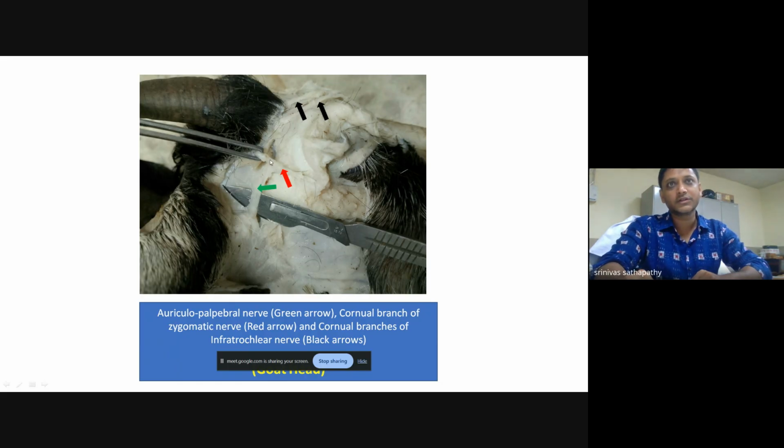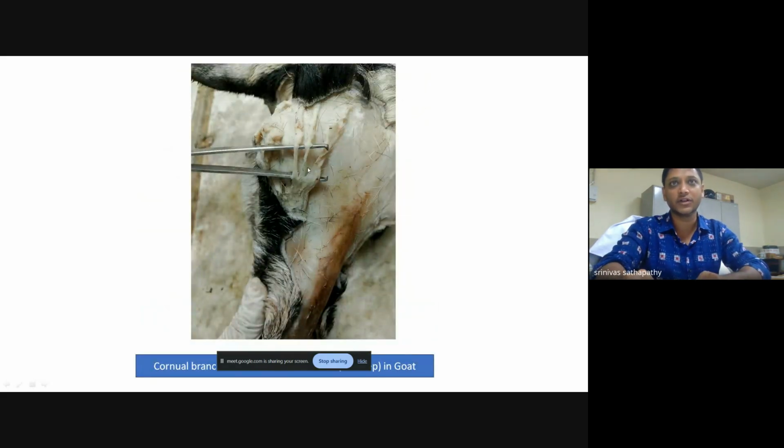Red one is the cornual nerve, which is a branch of trigeminal, directly going to the base of the horn. And the black arrows, which are not found in the case of the large ruminant, are the infratrochlear nerves. You can see the next arrow. These 3, you can see the entire base of the horn is innervated by the infratrochlear nerves. This is not the condition in the case of the large ruminant.